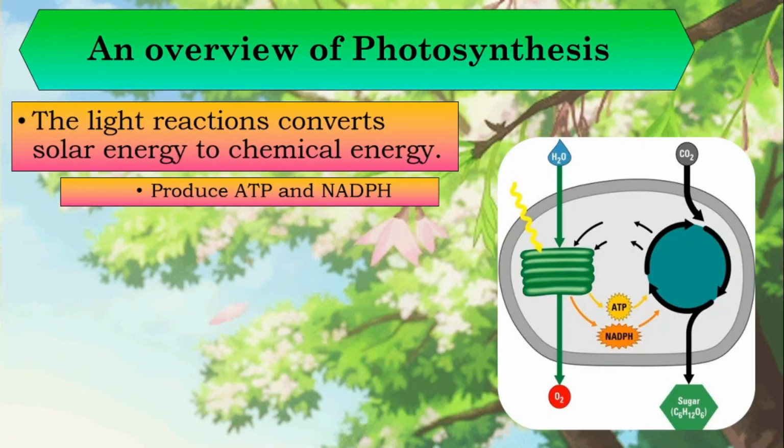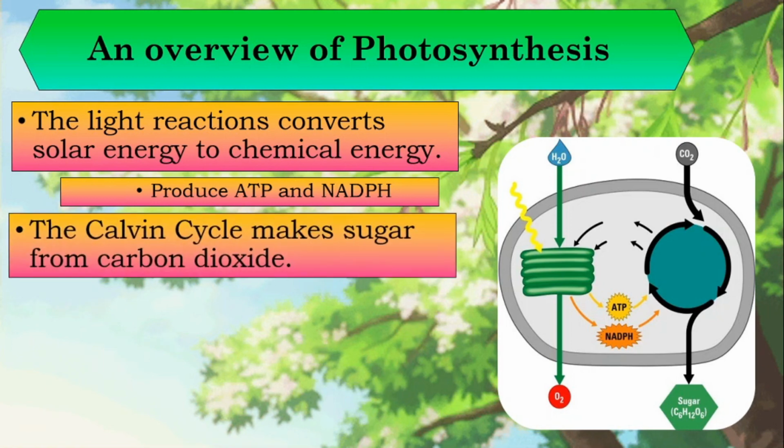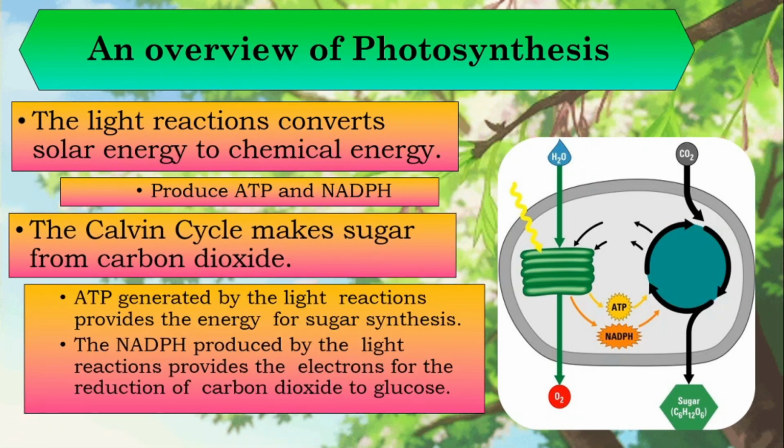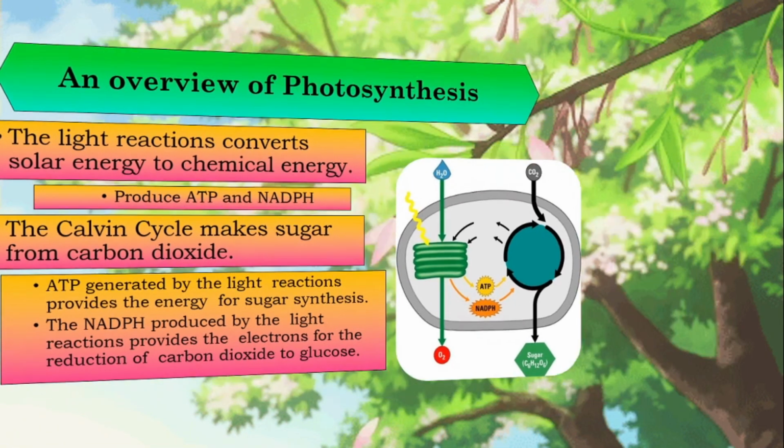During photosynthesis, the light reaction converts solar energy to chemical energy to produce ATP, or adenosine triphosphate, and NADPH, or reduced nicotinamide adenine dinucleotide phosphate. The Calvin cycle makes sugar from carbon dioxide. ATP generated by the light reactions provides the energy for sugar synthesis. The NADPH produced by the light reaction provides the electrons for the reduction of carbon dioxide to glucose.